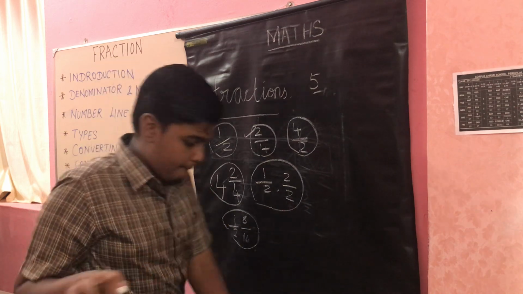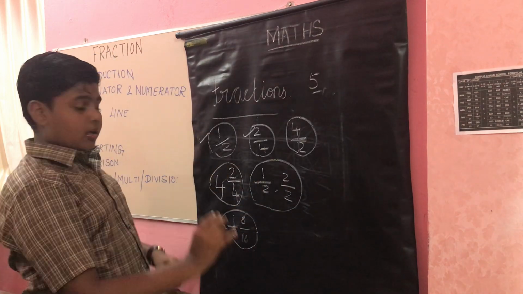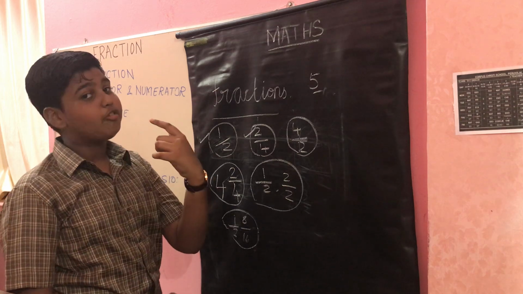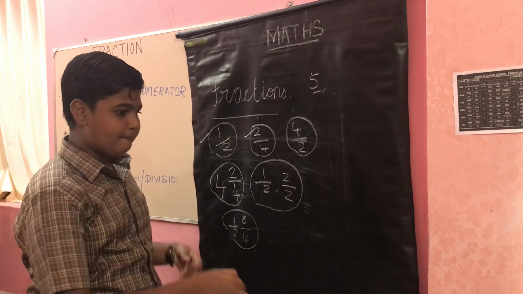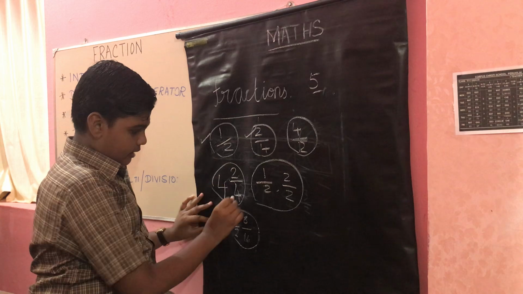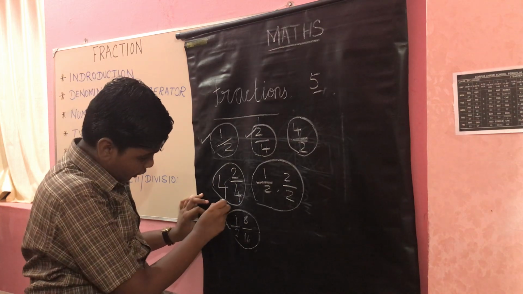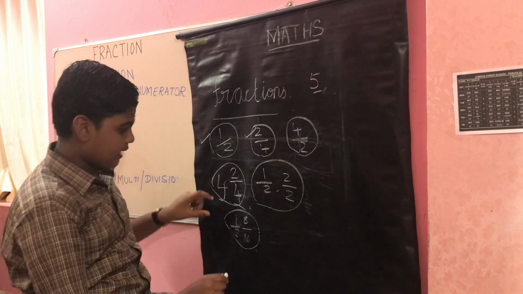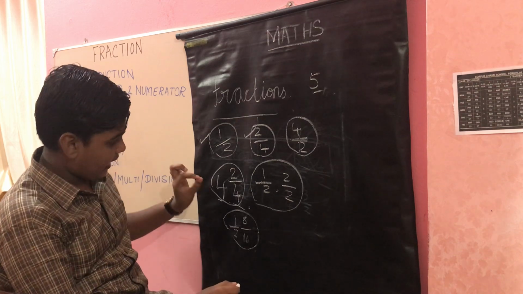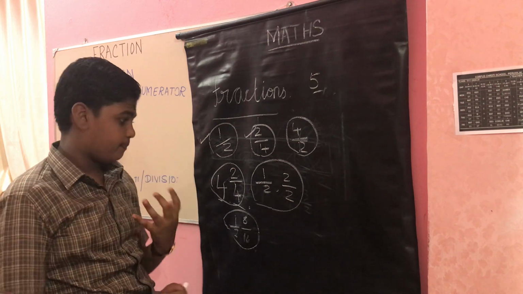What about the mixed fraction? In a mixed fraction, from the word itself you can find the meaning. Do you know how? Mixed. Can you find here? There's a whole as well as a fraction. So this 4 is the whole and this 2 by 4 is the fraction.